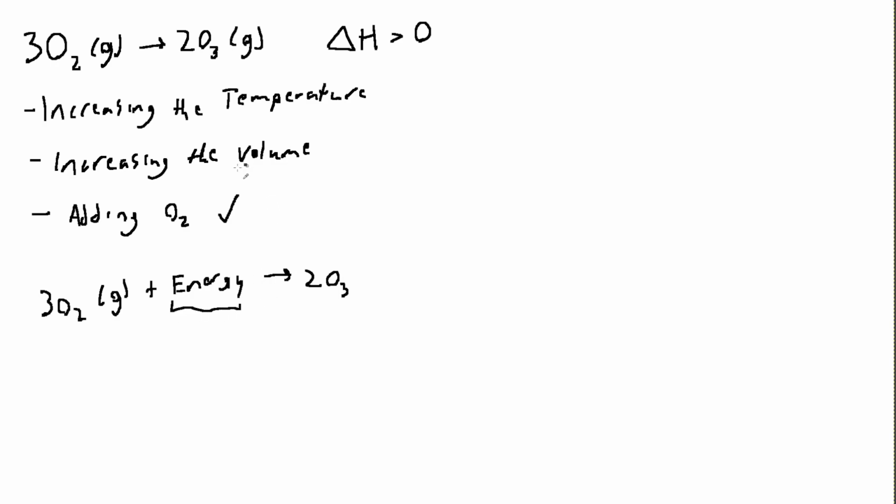So when we increase the temperature, we're increasing the amount of available energy, and therefore we're increasing the amount of a reactant. And as we know from Le Chatelier's principle, increasing the amount of a reactant shifts the reaction to the right and makes more products. So we actually are going to make more products when we increase the temperature, so we're going to make more ozone. So this is also going to increase the amount of ozone.